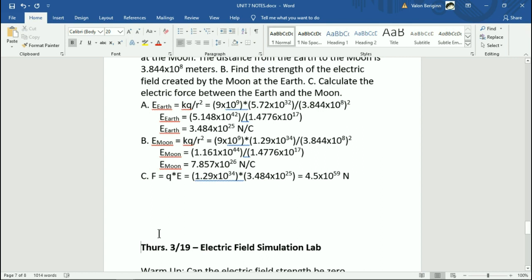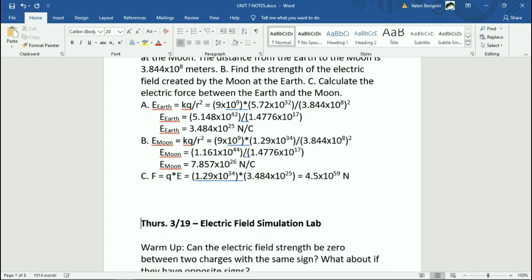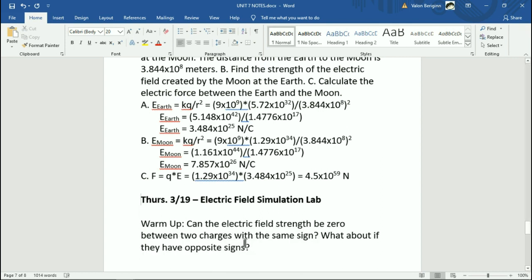Before we get started with that, though, I do have a warm-up question for you. Your warm-up question is, can the electric field strength be zero between two charges with the same sign? So they're both positive or both negative. Or what about if they have opposite signs? So one's positive, one's negative. Basically, just yes or no for both of those questions.